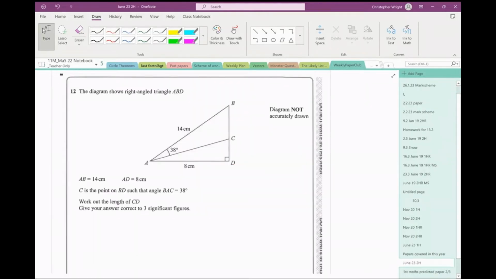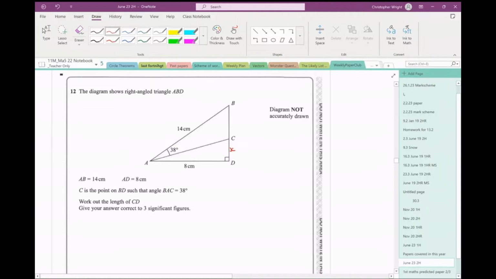Question 12. A right angle triangle ABD. There it is. A couple of lengths are shown on the diagram and an angle shown on the diagram, and I'm asked to work out the length of CD, which is a small length here.